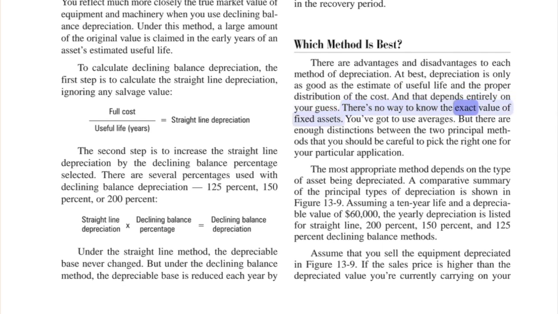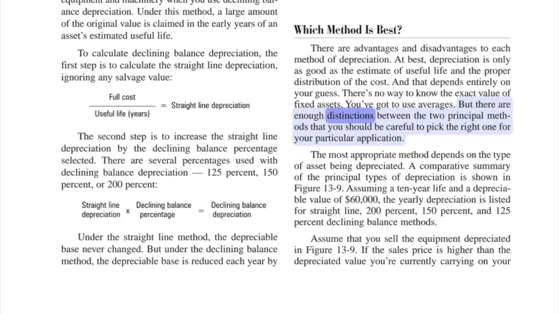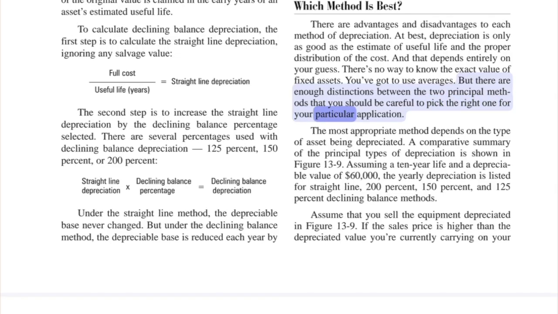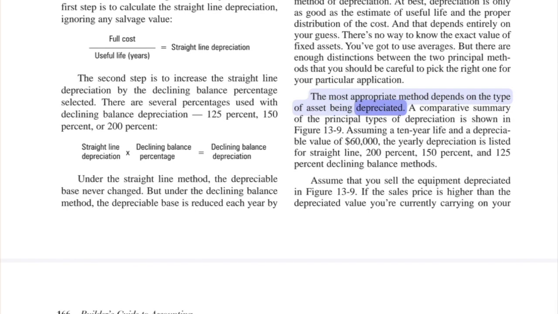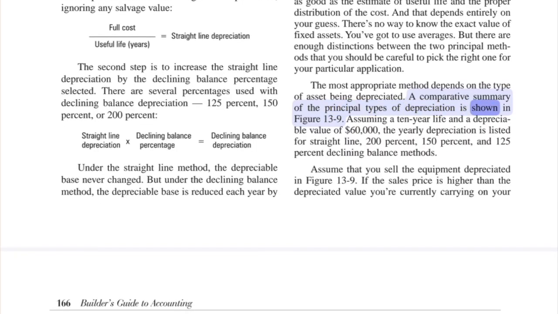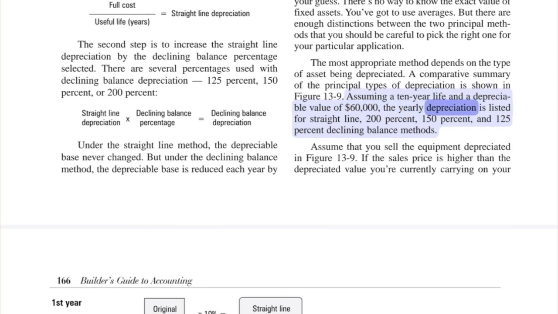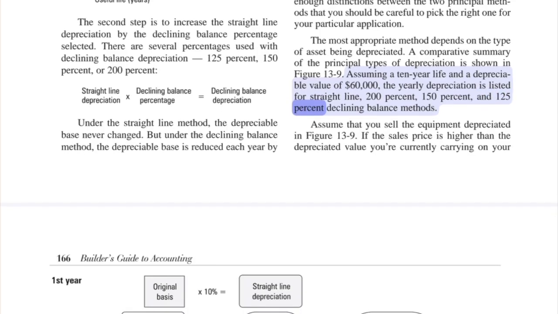There's no way to know the exact value of fixed assets. You've got to use averages. But there are enough distinctions between the two principal methods that you should be careful to pick the right one for your particular application. The most appropriate method depends on the type of asset being depreciated. A comparative summary of the principal types of depreciation is shown in Figure 13-9. Assuming a 10-year life and a depreciable value of $60,000, the yearly depreciation is listed for straight line, 200%, 150%, and 125% declining balance methods.